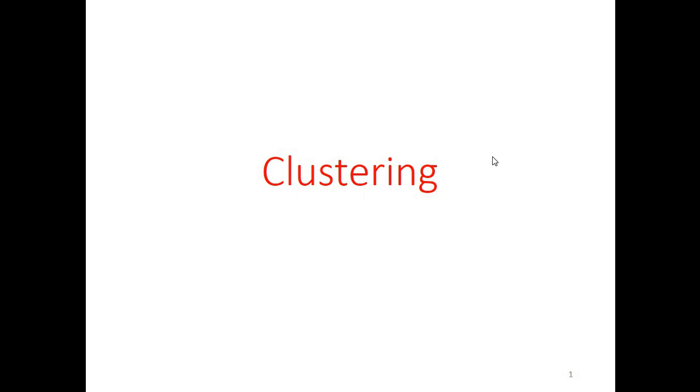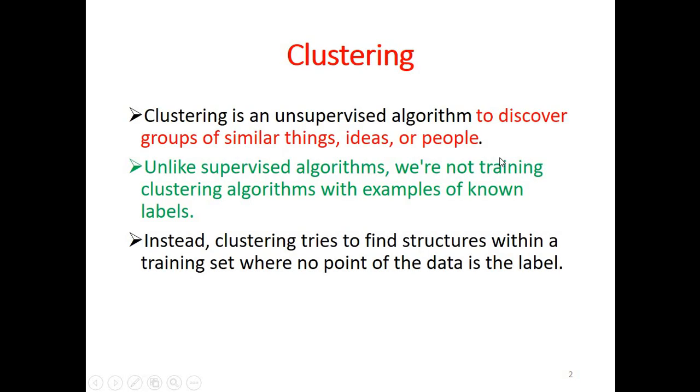Dear students, in this video we are going to learn about the concept of clustering in machine learning. Clustering is an unsupervised algorithm. It discovers groups of similar things, ideas, or people. Unlike supervised algorithms, we are not training clustering algorithms with examples of known labels. Instead, clustering tries to find structures within a training set where no point of data is the label.